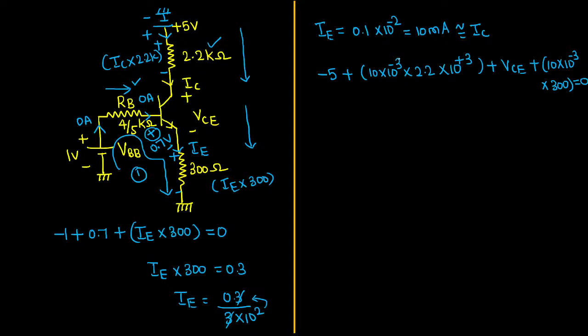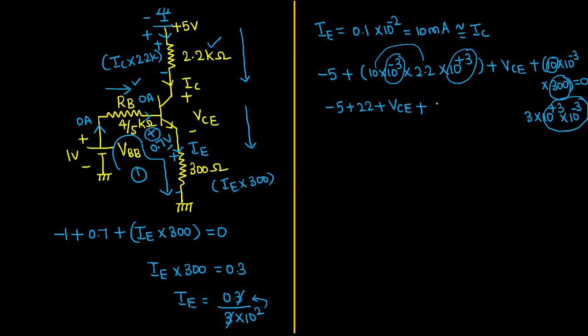Now let us reduce the circuit. 10 power minus 3 and 10 power plus 3 will become 1. 10 times of 2.2 will give you 22. So minus 5 plus 22 plus collector to emitter voltage plus here we will be having 10 into 300, which will become 3000. 3000 can be written as 3 into 10 power plus 3. Already we have 10 power minus 3, so plus 3 minus 3 will become 1. So we have plus 3 alone equal to 0. Now 22 plus 3 will become 25. 25 minus 5 will be 20.